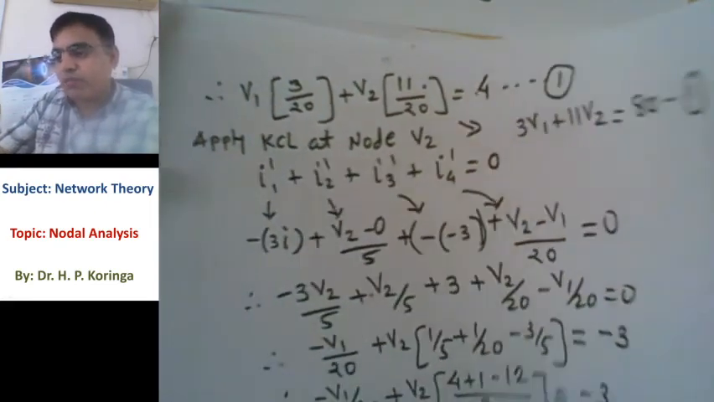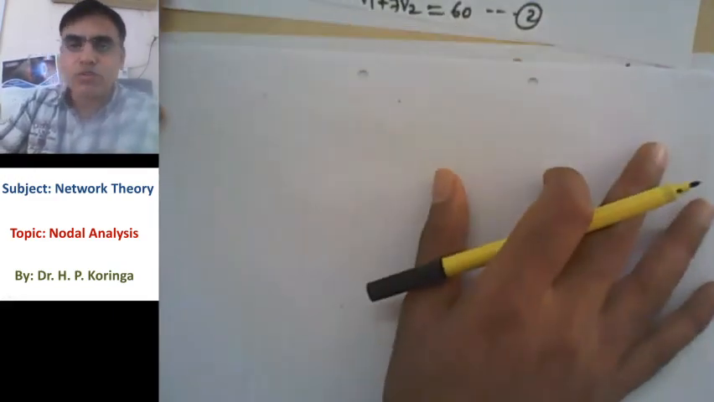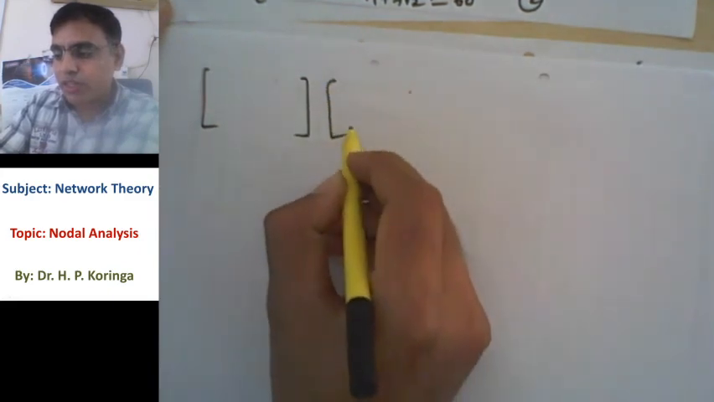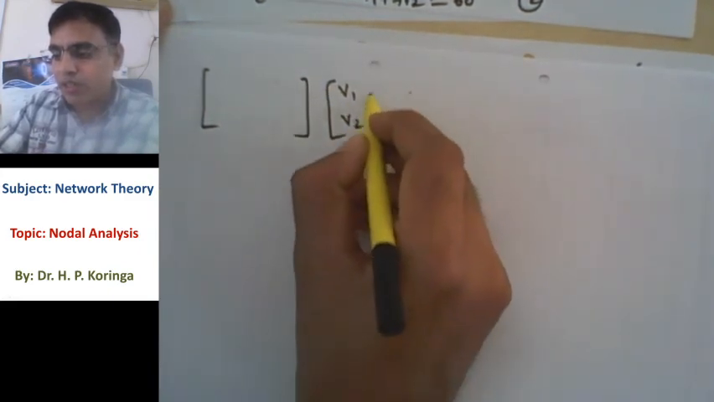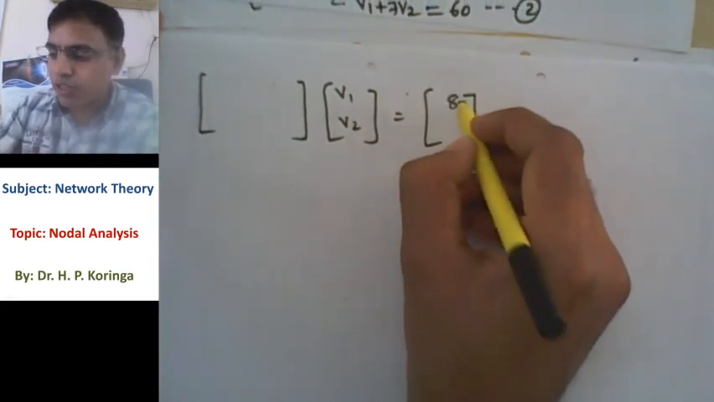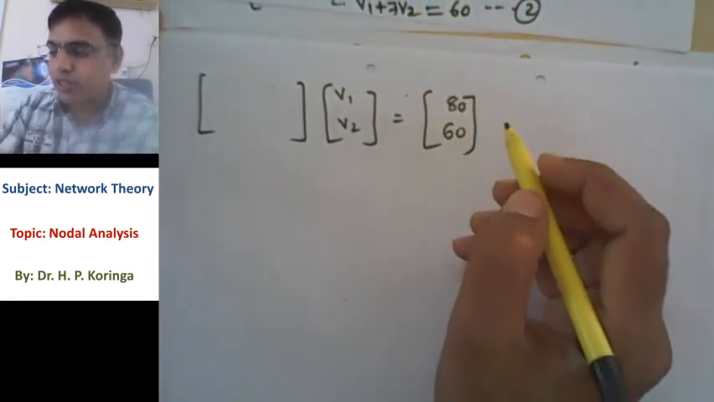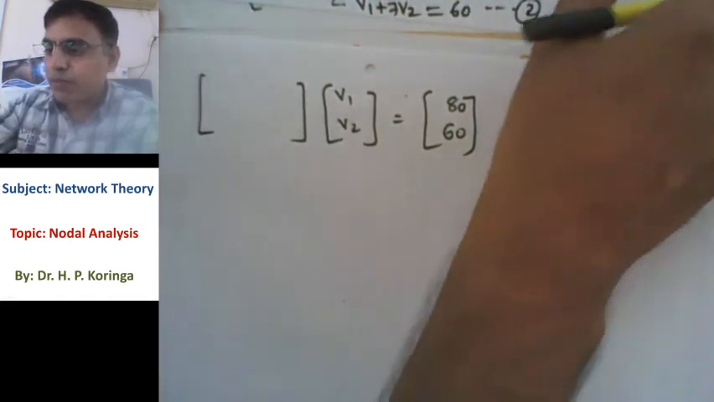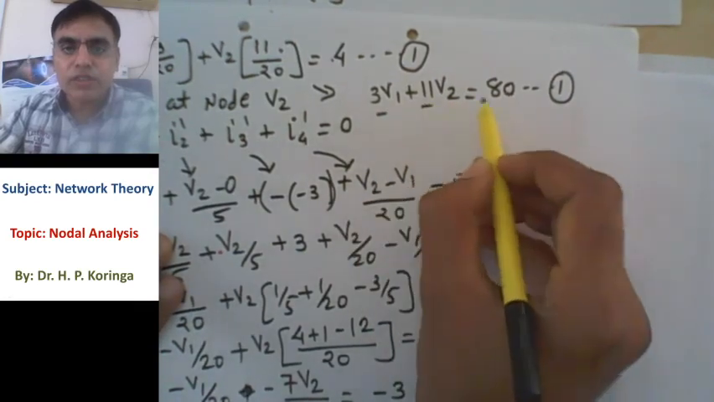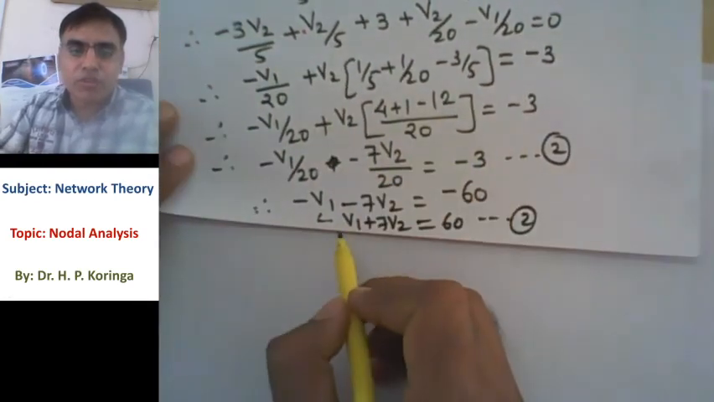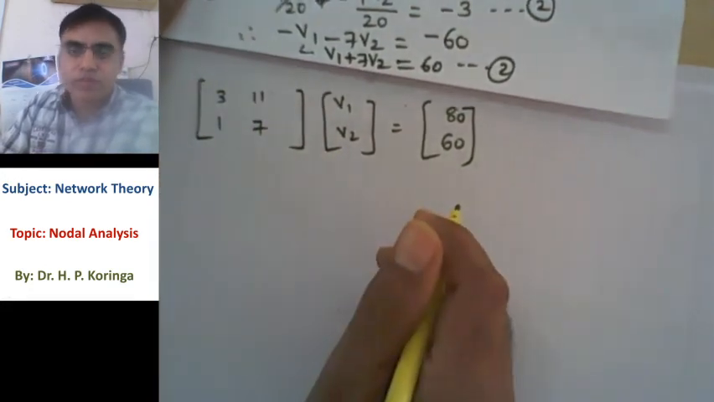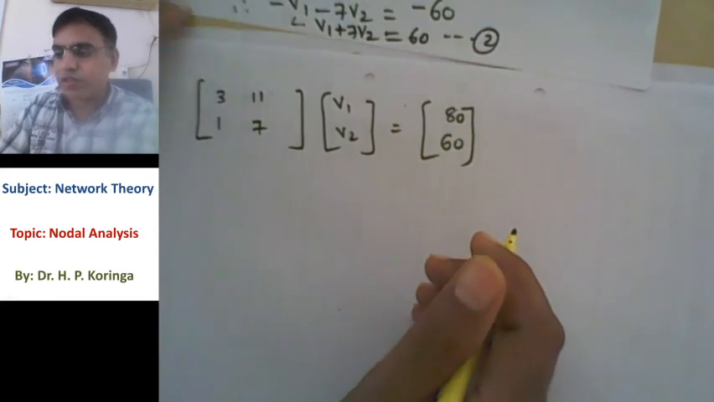So let me write equation 1 and equation 2 in matrix form. So coefficient matrix, unknown matrix, and constant. The constant from the first equation is 80, the constant from the second equation is 60. From the first equation the coefficients are 3 and 11, and from the second equation the coefficients are 1 and 7. So here 3 and 11 and 1 and 7.